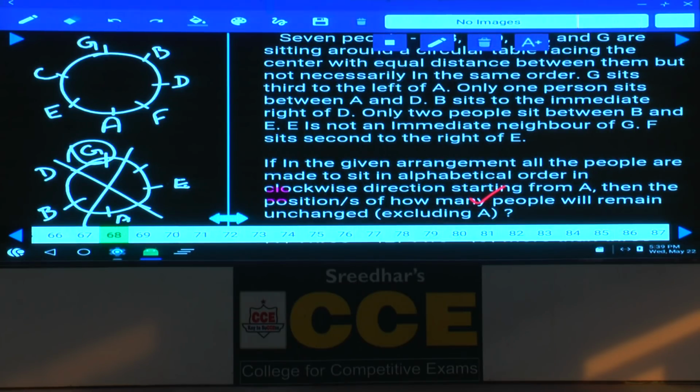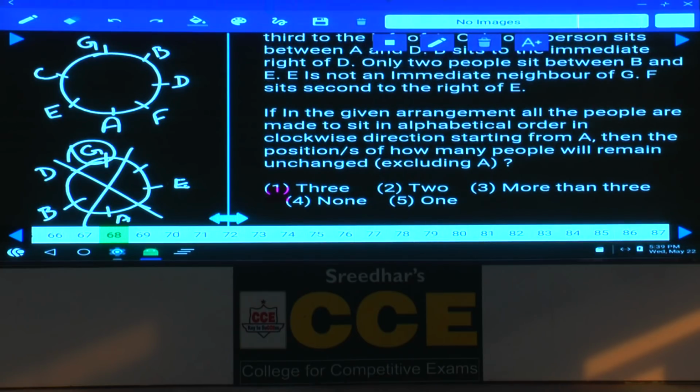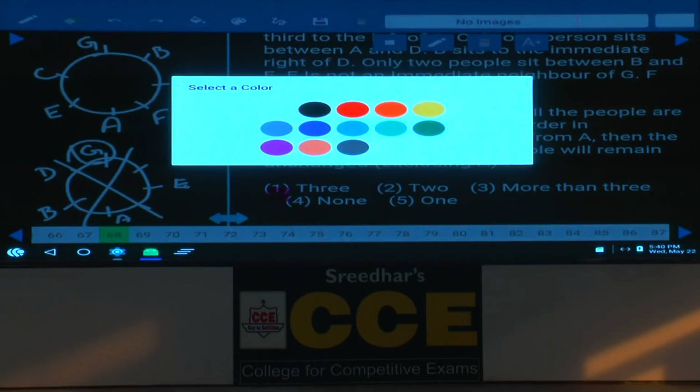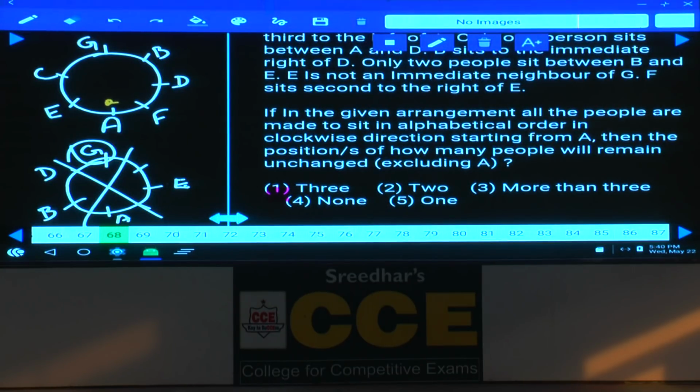Then question number 68. In the given arrangement, all the people are made to sit in alphabetical order clockwise starting from A. Starting from A, clockwise, this is A, B, C, D, E, F, and G. Then the positions of how many people will remain unchanged excluding A? Excluding A, C remained at the same place, isn't it? Only one person, that is choice 5.